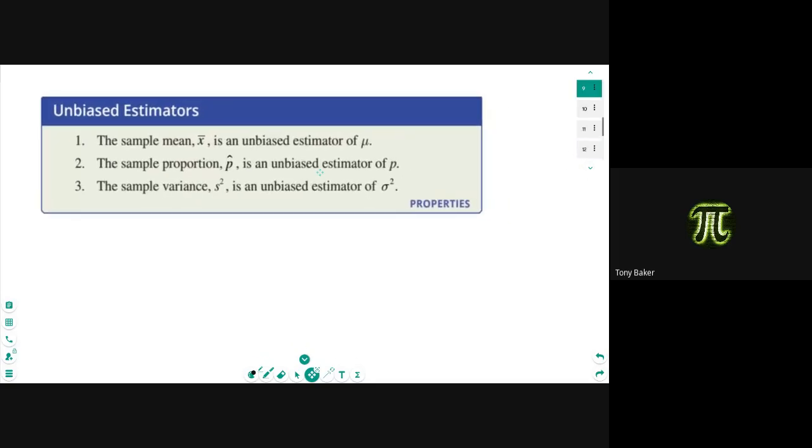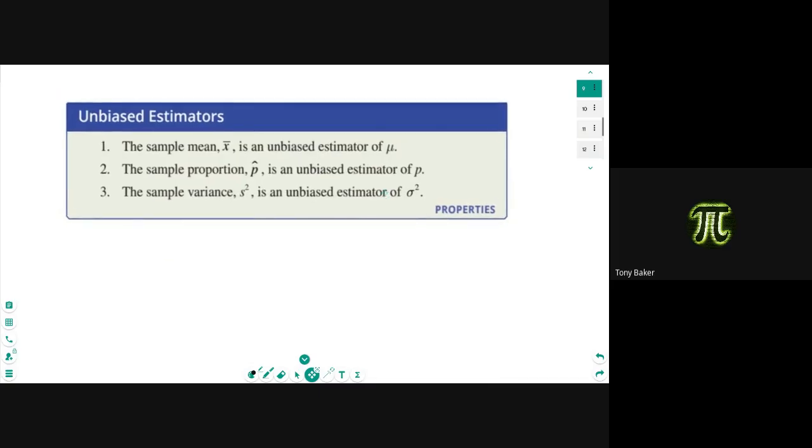There are three unbiased estimators. These are the three we're going to be dealing with. The first two we're going to be dealing with. This last one we are not, but it actually does exist. The sample mean is an unbiased estimator of the mean, and the sample proportion is an unbiased estimator of the proportion. So we've dealt with those before. We've dealt with the X bar and the P hat, remember? We've done both of those.